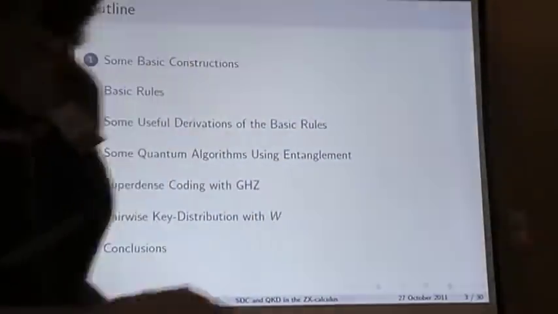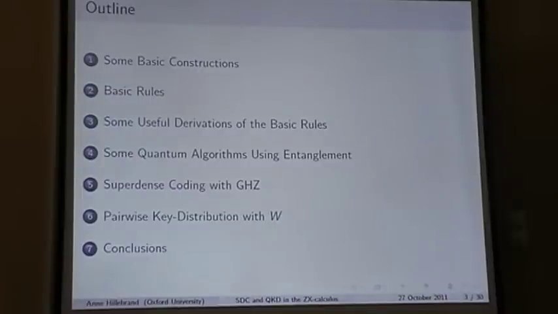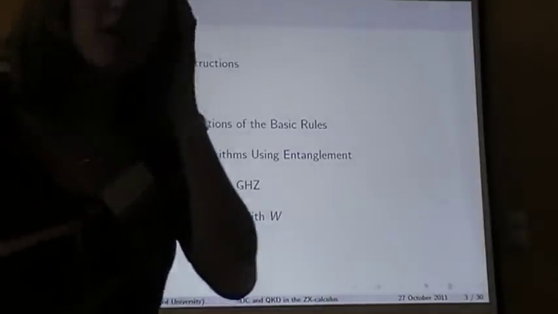So, what are we going to do right now? First, I'm going to present some basic constructions and the way they look in ZX calculus. Then we'll talk about the basic rules or the basic actions that govern the ZX calculus. We'll look at some derivations of those. Then we'll talk about the sort of algorithms that I use the ZX calculus for. And we'll look at two of those algorithms in particular, namely superdense coding with GHZ and pairwise key distribution with W. And then I'll tell you some of my conclusions.